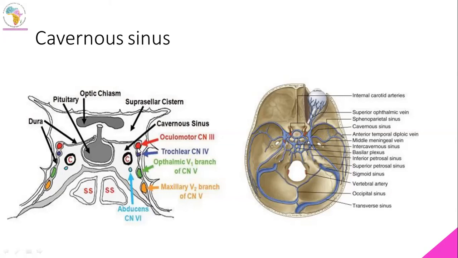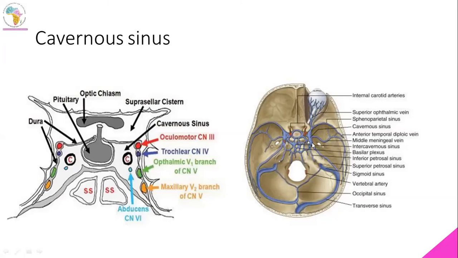Although those four nerves will run along the lateral wall of that dural sinus, inside the cavernous sinus we have the internal carotid artery. A portion of the internal carotid artery will run through the cavernous sinus, and the only cranial nerve that runs through the cavernous sinus is the abducens nerve.